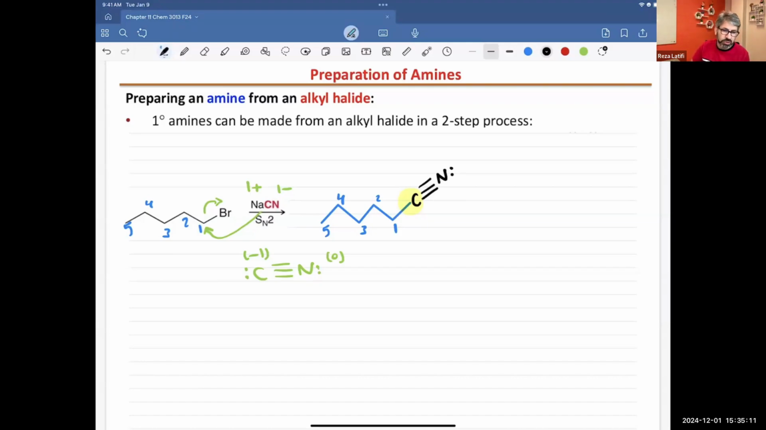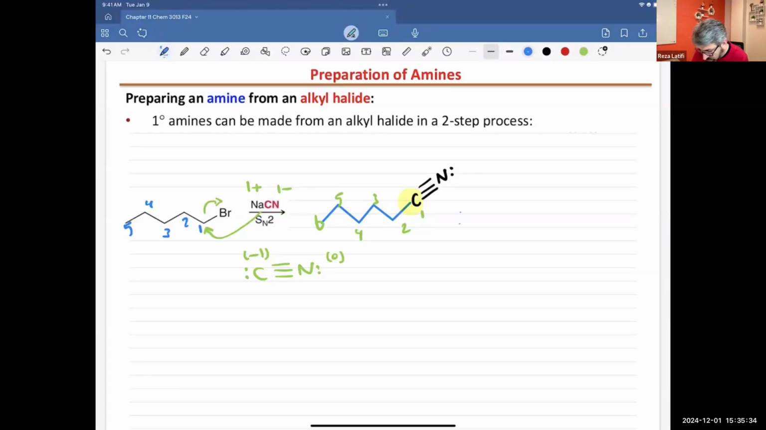So we get one more carbon. Now we will have technically 6 carbons. So if I go back and label them from 5 carbons, now I have 1, 2, 3, 4, 5, 6. I ended with 6 carbons, so I got one new carbon.